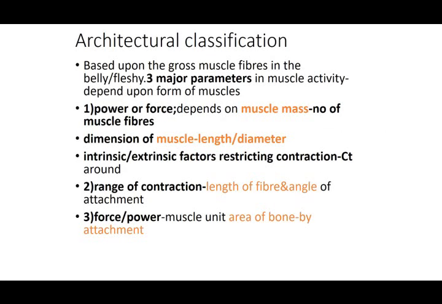According to the architecture, you can have three parameters. You can classify according to the muscle mass, what is the length and the diameter. You can classify muscles according to the length and the fiber angle. Then you can have the force and the power that depends on the area of the bone by which it is attached. So these three features, power or force, range of the contraction, depend on the muscle mass, the area of the bone by its attachment, and the length and the fiber of the muscle. That gives you the architectural classification.